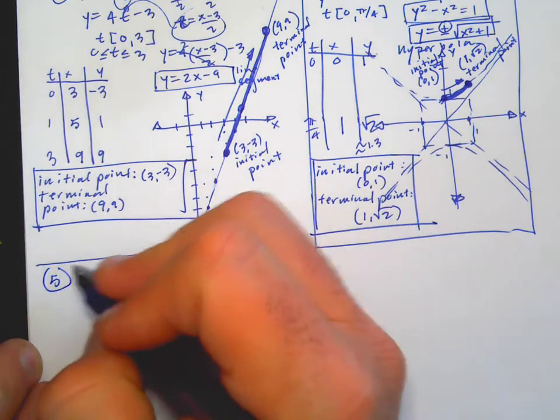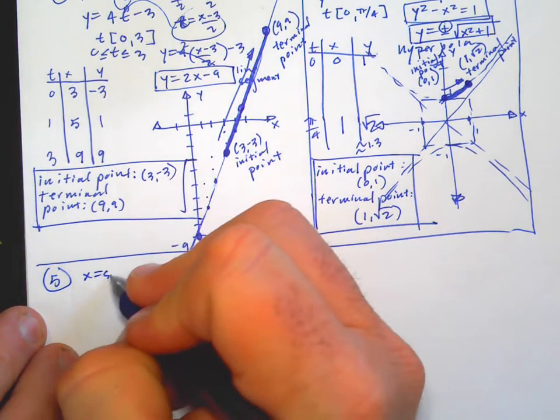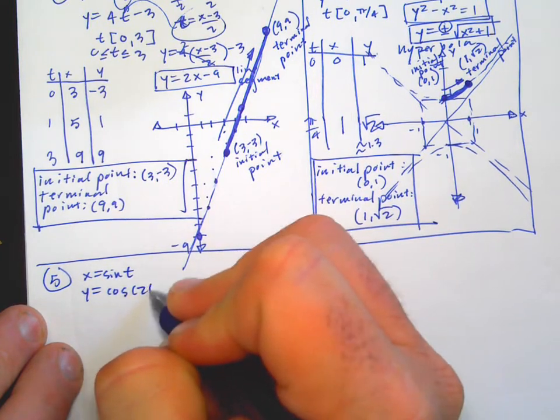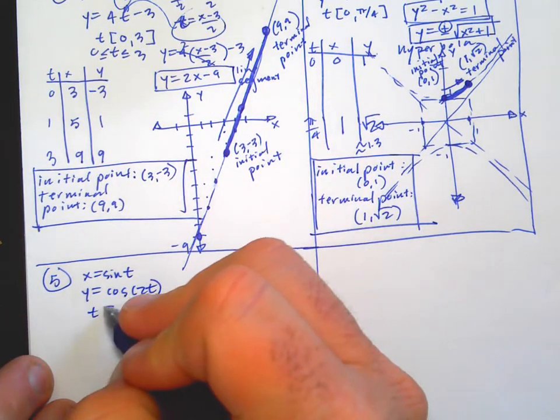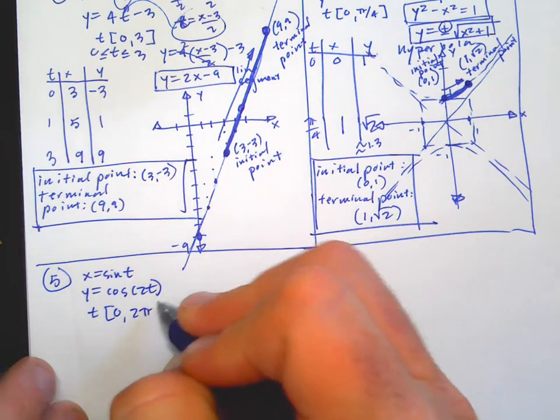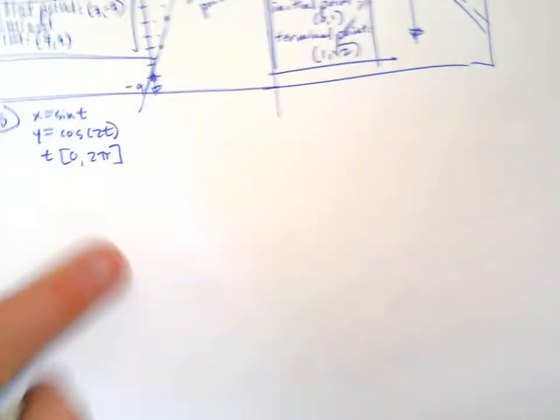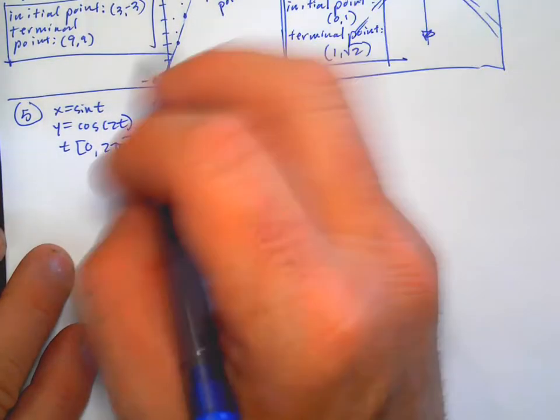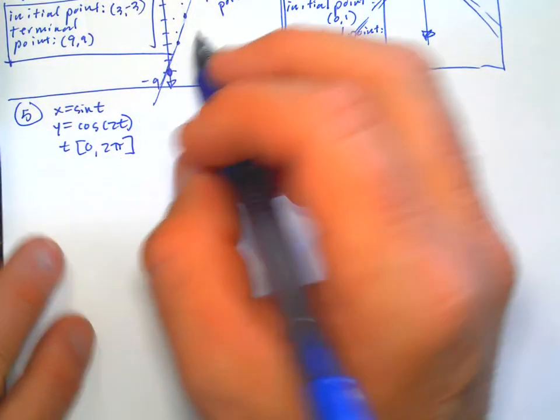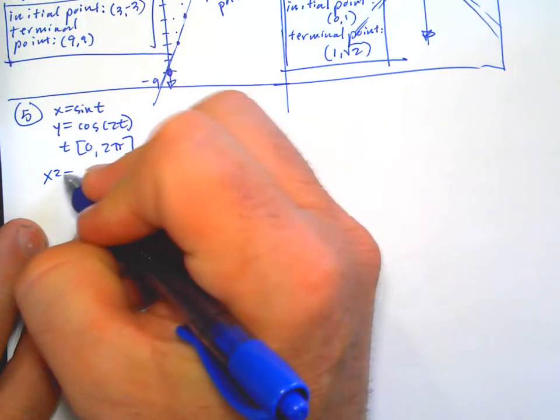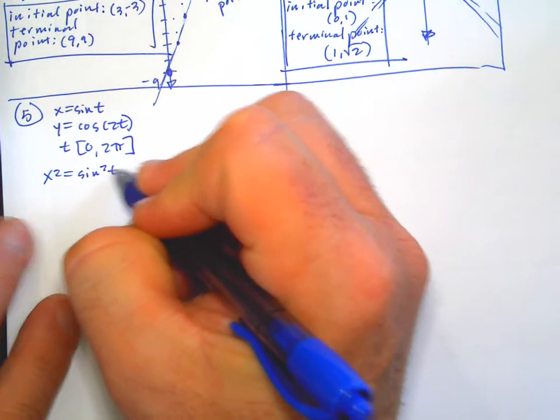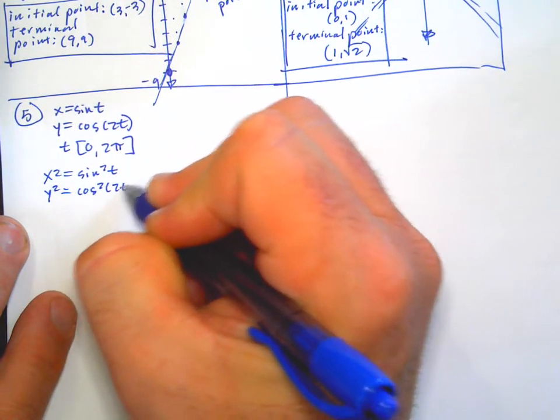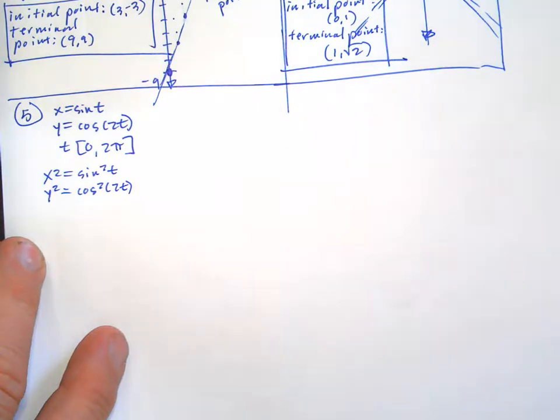Number 5. Now this one has some unique trig challenges to it. So we're going to use... Now here's the problem. x squared could be sine squared, but y squared is going to be cosine squared 2t, and that's not quite... We can't just plug that in.